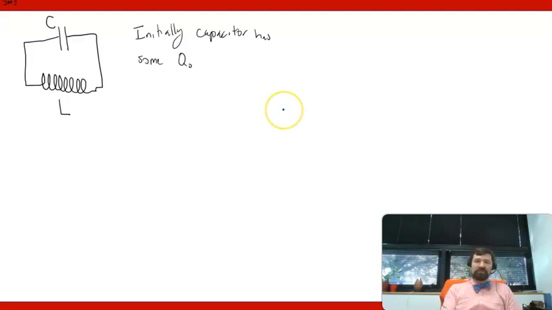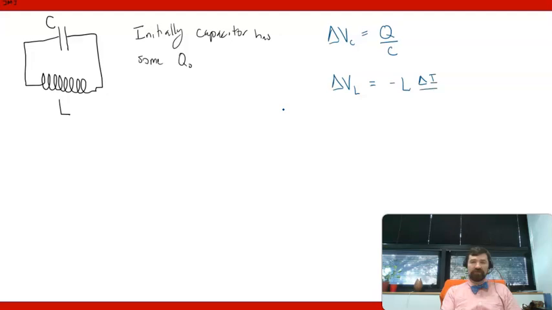Some operative equations that we maybe need to recall is that for the capacitor, delta Vc should look like the charge stored divided by C. For the inductor, delta VL should look like negative of the inductance times the rate change of the current present. It's actually technically an average value, but be that as it may. If you are using the actual rate change, then you're going to get the right answer instantaneously.